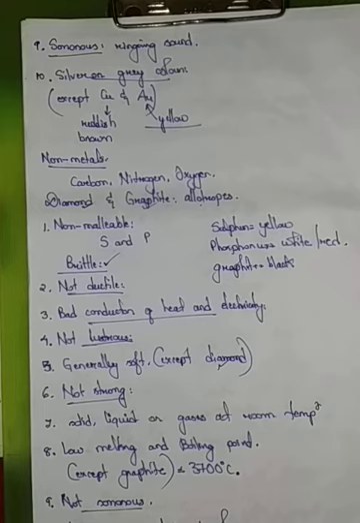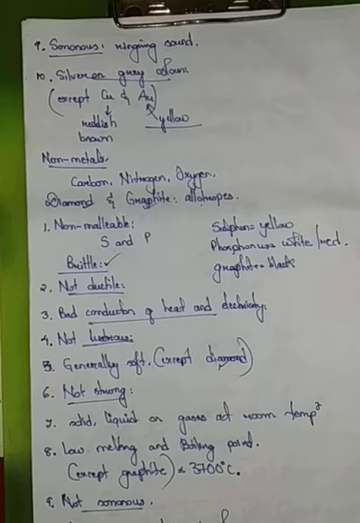So we see here that metals and non-metals are both essential for survival on earth, because without the presence of any one of them, life would not be possible on earth. So these are some of the physical properties of metals and non-metals.